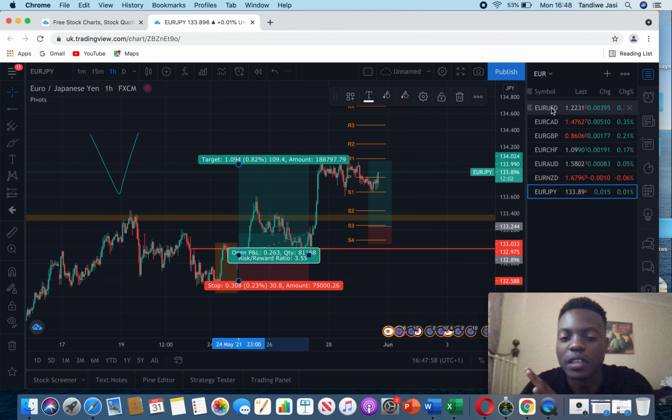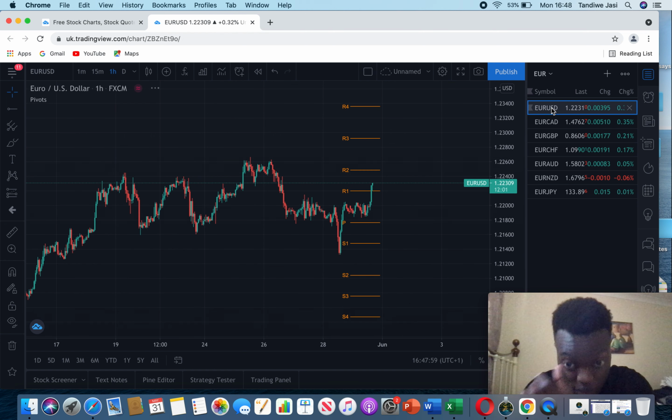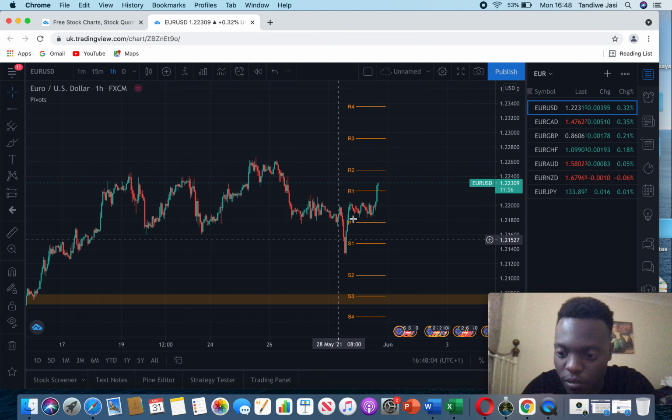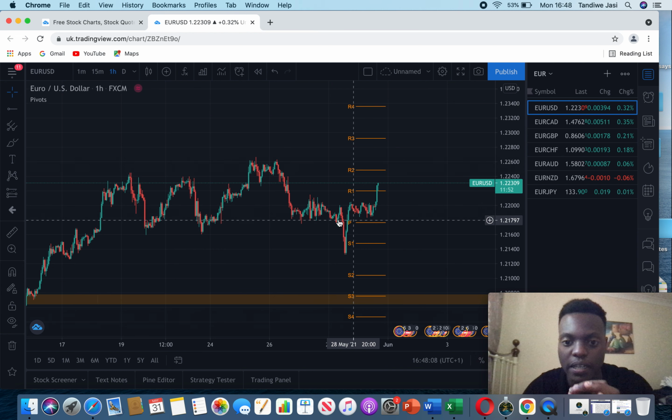Let's look at another example. Let's take a look at Euro USD. Euro USD again. This is what I'm talking about. The V recovery, the V design is very important.